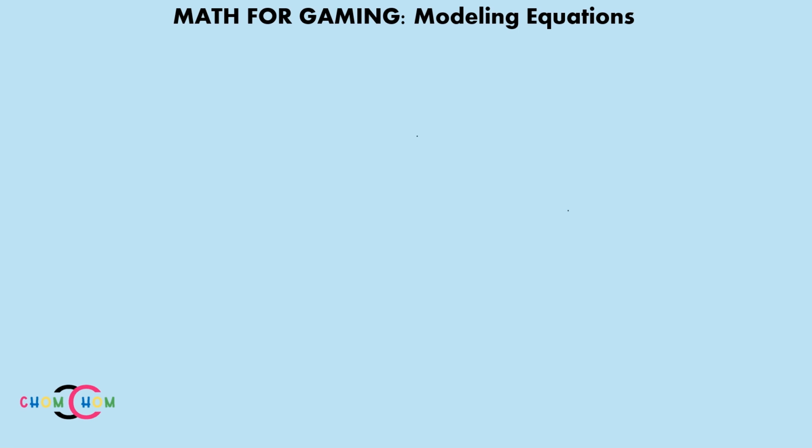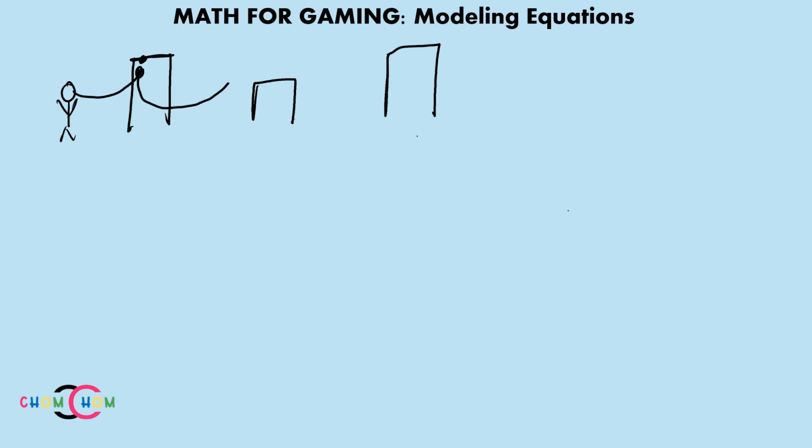Next up in our Math for Gaming series is modeling equations. Whenever you're coding and trying to simulate certain things, for example, say I'm making a Spider-Man game and I'm just going to draw some buildings really quick. I want to swing from building to building. So I want to go here, then swing here, and then swing here.